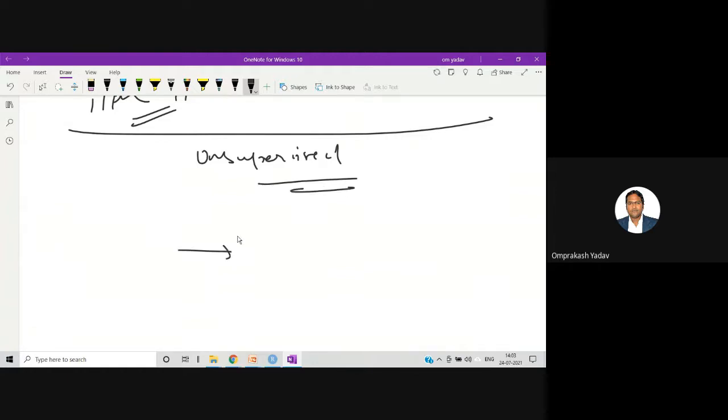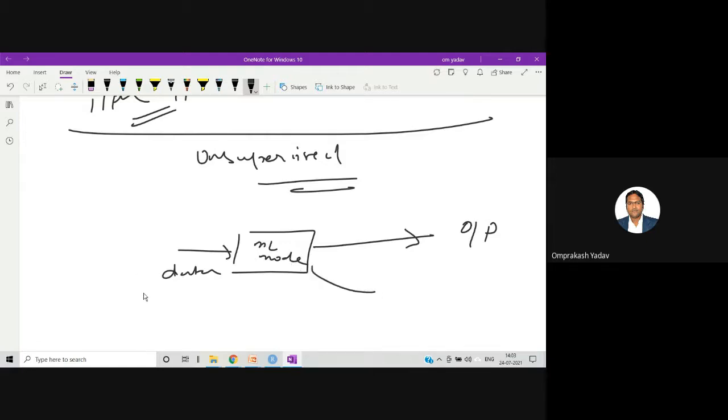We give the data to the model, and then we don't have the supervisor. So it will produce certain output. Based on certain features of the data, it will try to extract certain behaviors and patterns of the data, and it will try to classify. It will try to make the clusters.